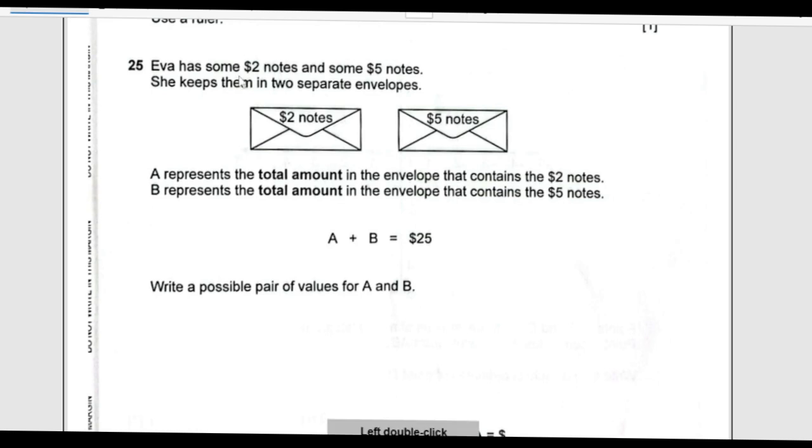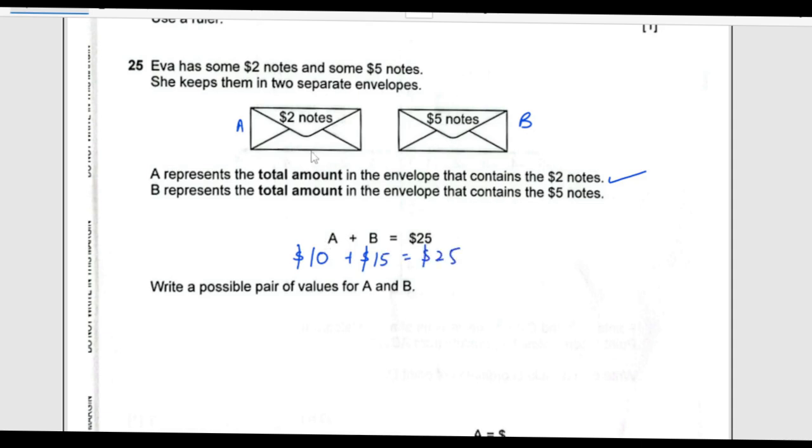Eva has some $2 notes and some $5 notes. She keeps them in two separate envelopes. So, this is $2 note, this is $5 note. A represents the total amount of $2 notes and B represents the $5 notes. A plus B, so total amount is 25. Write a possible pair for A and B. As you can see, this is a multiple of 5. So, it will be easier if we take the multiple of 5. If we have, let us say, $10 here, and we have, let us say, 15, yeah, then it will make 25. So, let us see if it works.